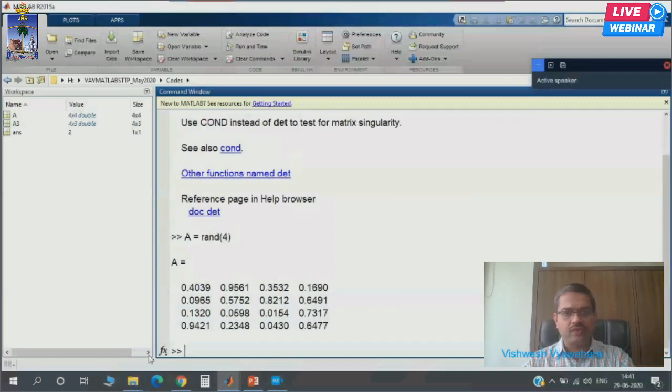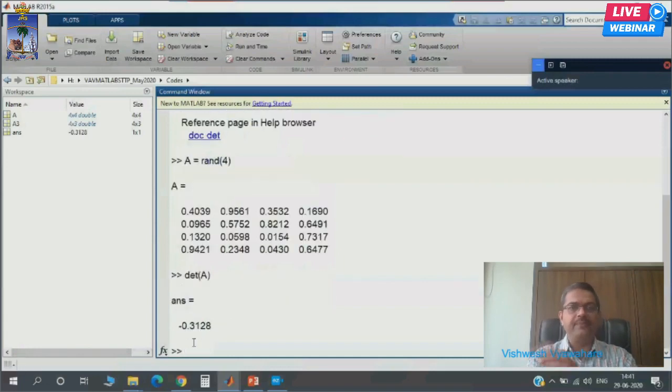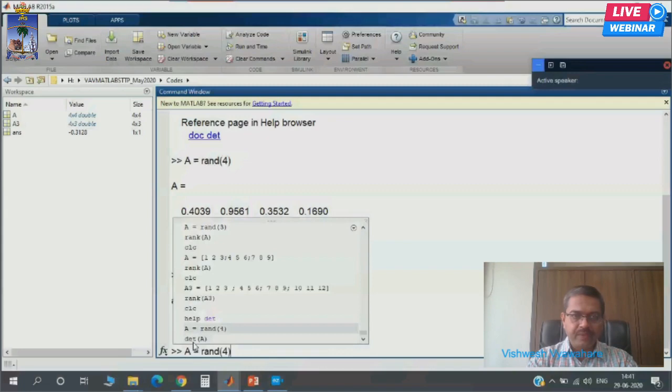Now you have a 4 cross 4 random matrix, and I want to determine its determinant. So this is the answer. The determinant is non-zero. What is the meaning of this? When the determinant of a matrix is non-zero, it means that the matrix is invertible.